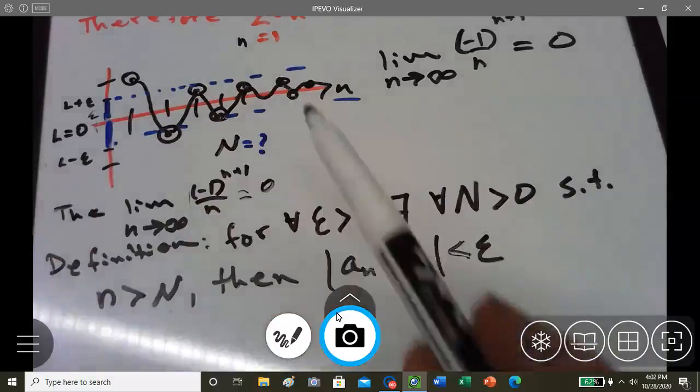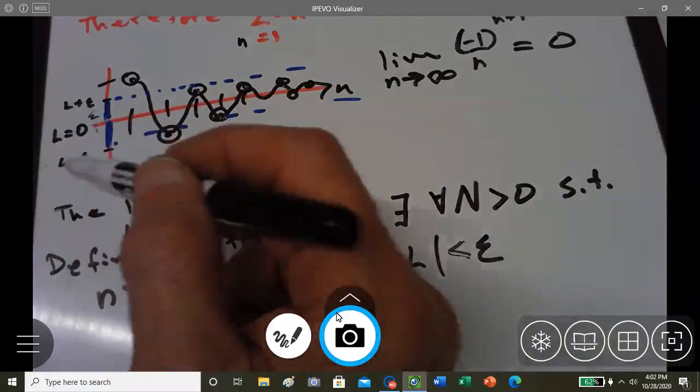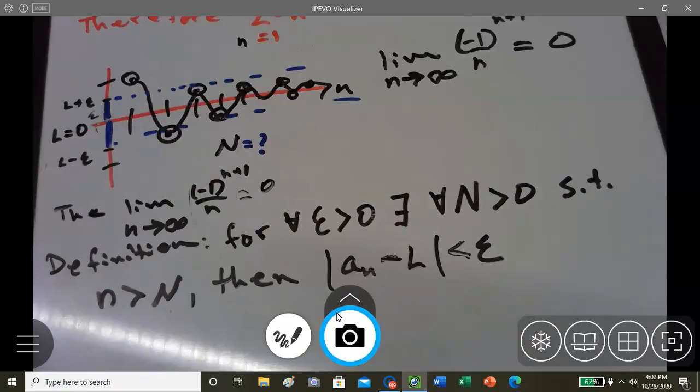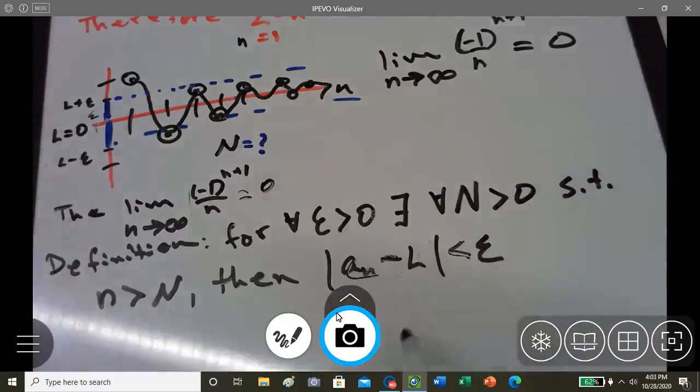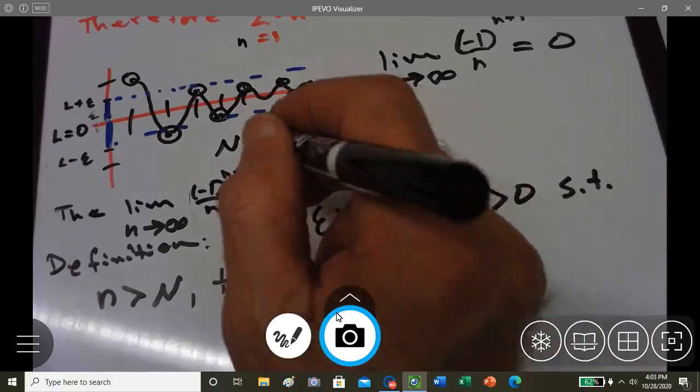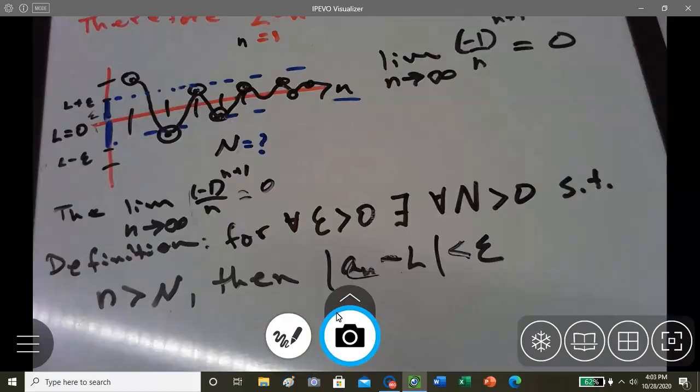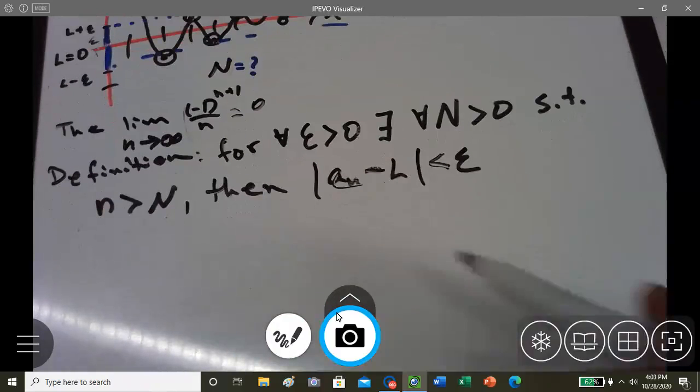So here's our epsilon: limit plus epsilon and limit minus epsilon. As the distance from a sub n to our limit gets smaller and smaller, it converges to our limit, which is 0. So basically what we're looking for here is N. All right, so let's see how we're going to do that.